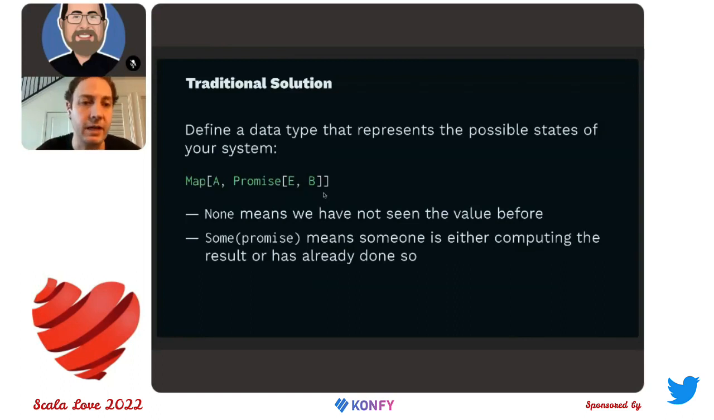And we could think of, for any value A we look up in this map, we're either going to get a None, which means we haven't seen this value before, or we're going to get a Some with a promise. And then that promise in turn can either be incomplete, if someone's in the process of computing it, it can be completed with a successful value, or it can be completed with a failure. And we have the same possibilities for any value. So this can represent all the possible states that our system can have.